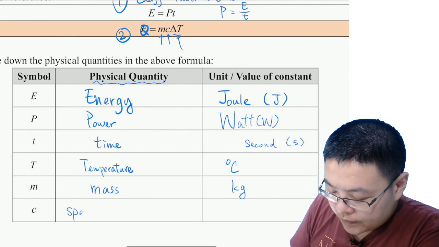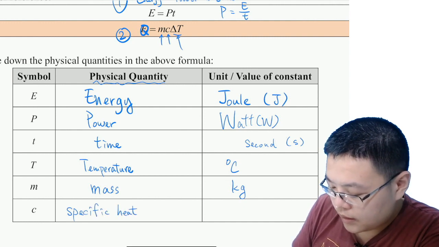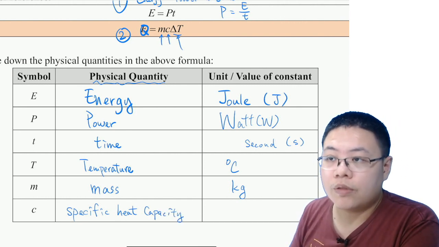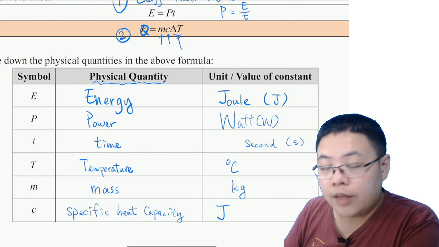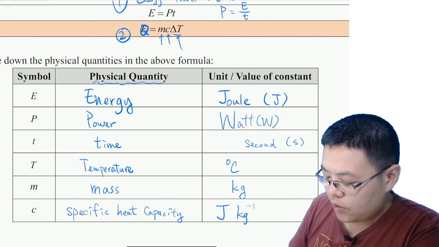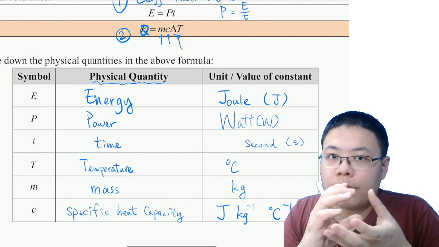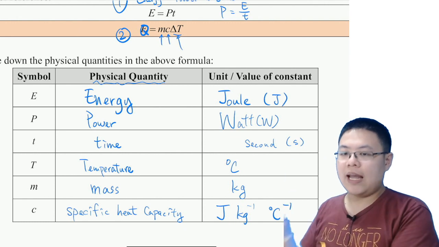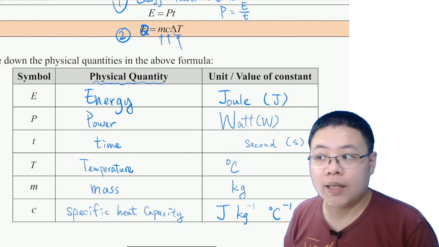C, the specific heat capacity. This unit is the most complicated, just like the name. The name is the most complicated among this table. It measures how much energy is needed per kilogram per degree Celsius. Okay, if you have 1 kilogram of that material and you want it to increase by 1 degree Celsius, it will take that number of joule of energy. That is how we measure specific heat capacity.